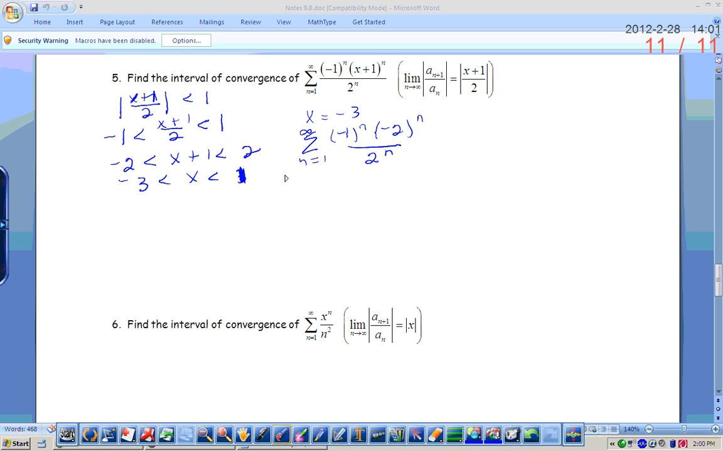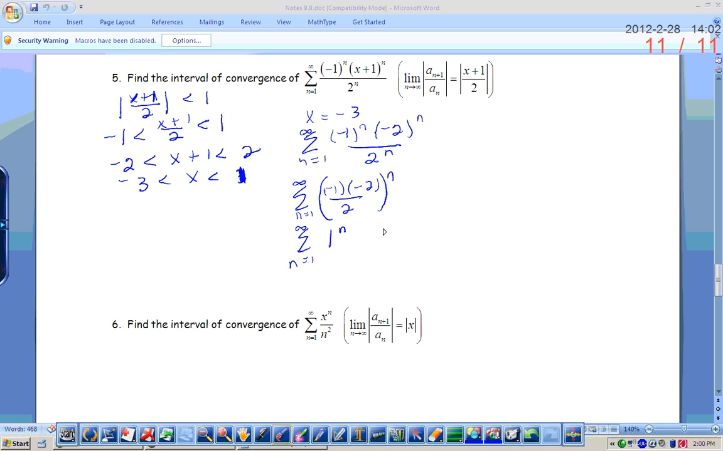Somebody please simplify that for me. 1 to the n? Yeah. Because every single term is to the n power, I can think of that as negative 1 times negative 2 divided by 2, all to the n power. All right, 1 to the n power. Converge or diverge? Why?